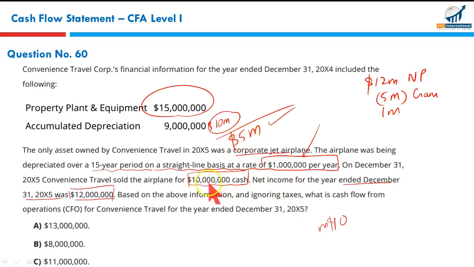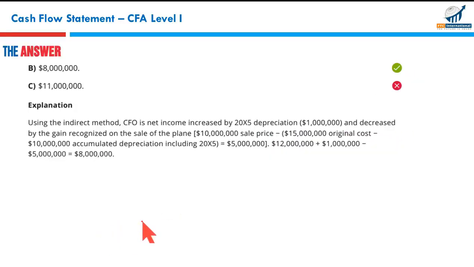The asset was sold for 10 million. So 5 million is gain, that is to be deducted. Depreciation that we charged this year, to make it 9 million to 10 million, must be added back. So netting it off should give us 13 less 5, that is 8 million. So it means cash flow from operating activities is 8 million. So that makes B the correct option.